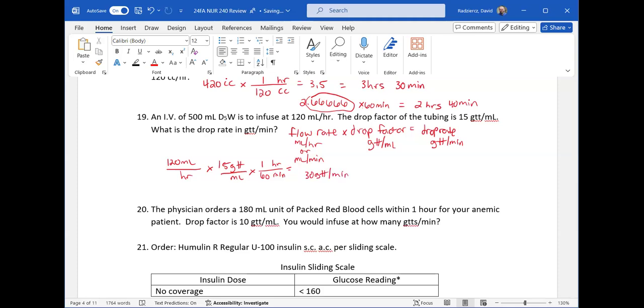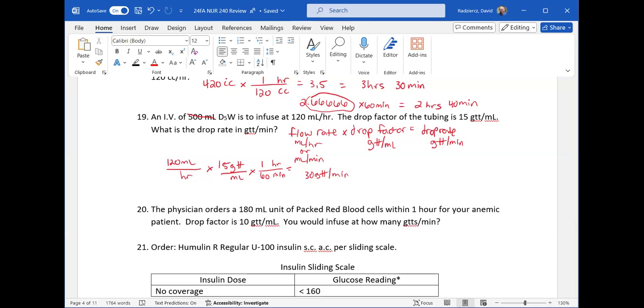Now, one of the things you might be wondering is, why didn't I do anything with this 500 milliliters? 500 milliliters just tells me the total volume that's available in the IV. So when I'm doing a flow rate question, I don't really need to know about this unless it told me 500 milliliters in 6 hours or 500 milliliters in 2 hours or whatever. If that was my only information for getting a flow rate, that's the only reason I would use that. But since it gives me the flow rate, 120 milliliters per hour, and the drop factor, 15, those are the two pieces of information I need in order to solve this question.